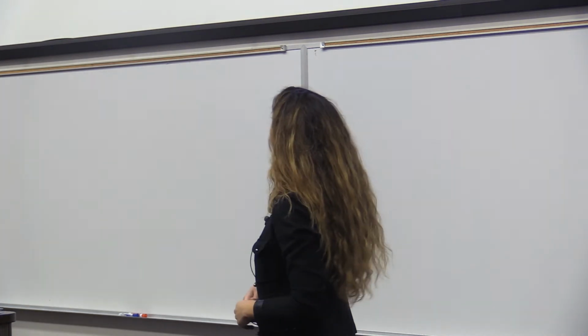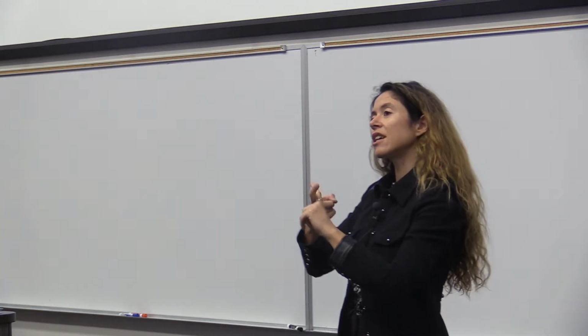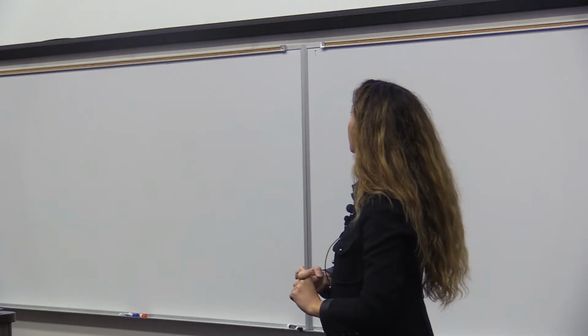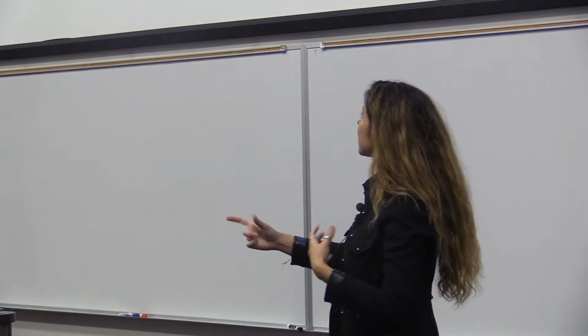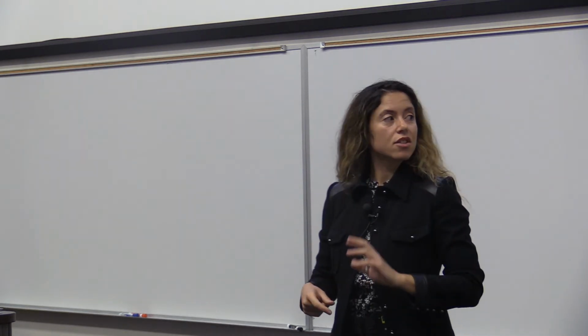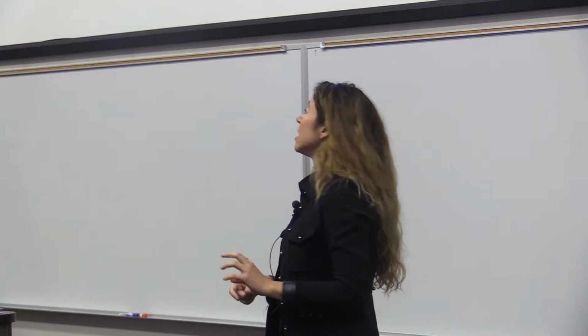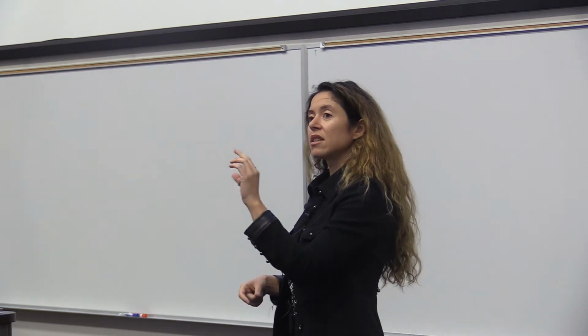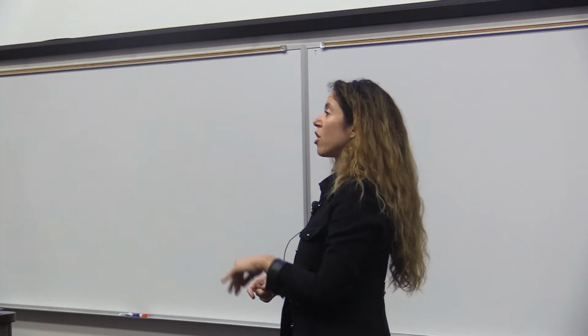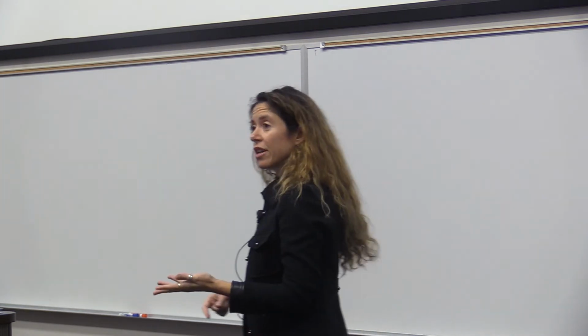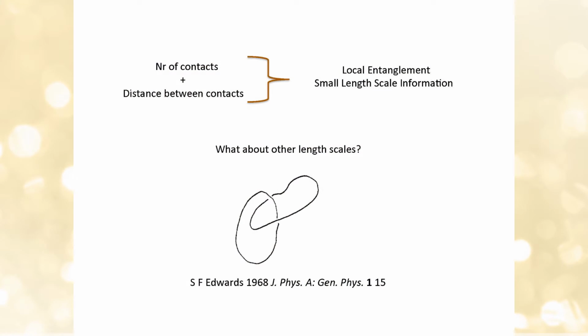And from that you can get information about how many such contacts you have in your material, and what the distance is in between them. And just these numbers have been important and included successfully into theories for polymer dynamics. However, we see this is very local information, just a number of contacts, very discrete, and it has to do with a very small scale.